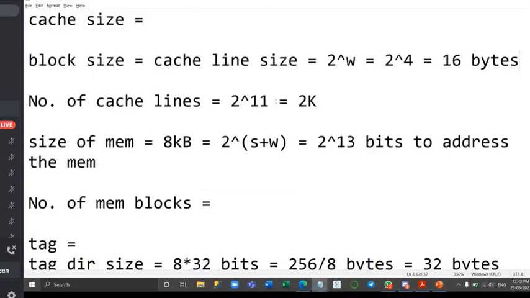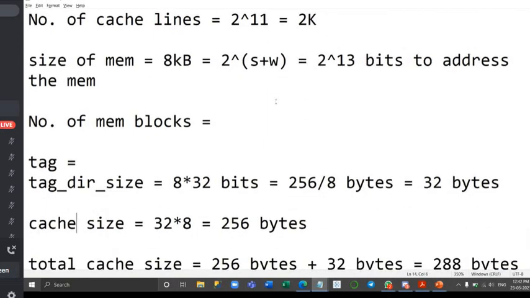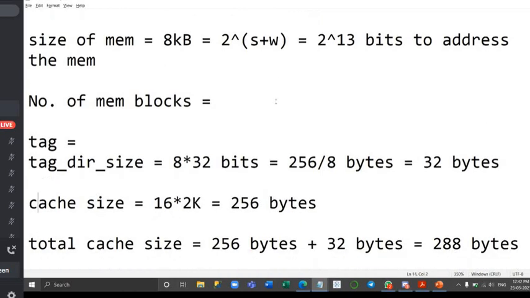So I have my number of lines in cache, and I have the size of the cache line. If I multiply both of them, 2K into 16, I get my total cache size as 32 KB. I hope this is clear.